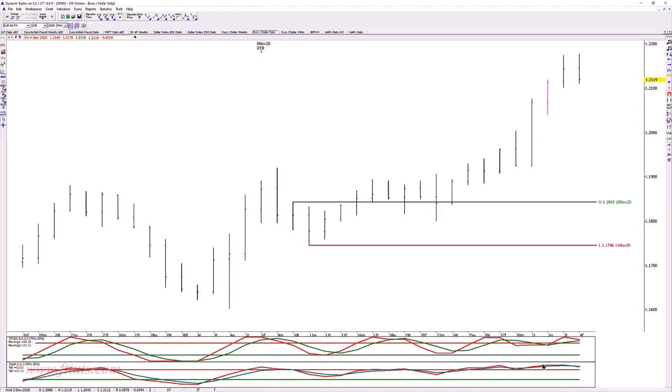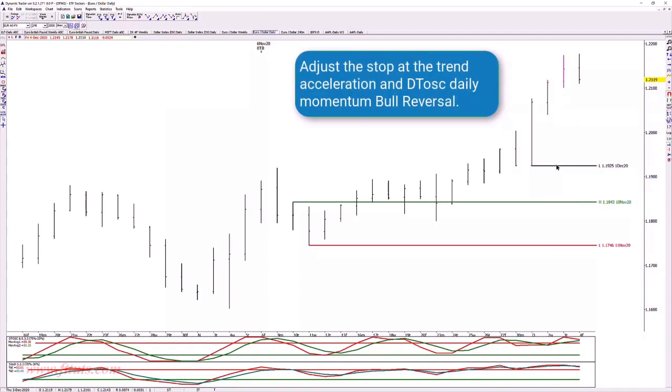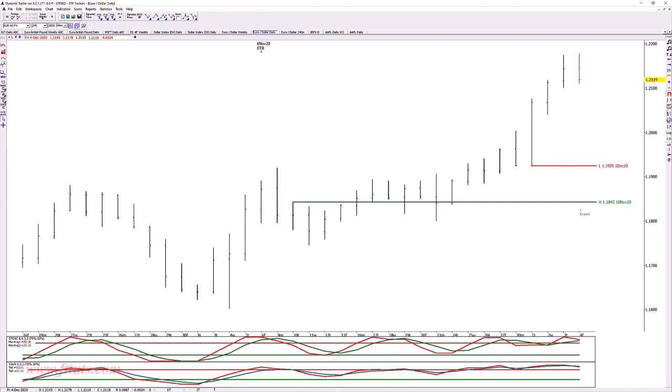The stochastic has remained bullish all through this time. Now, it is overbought, but as we know, the stochastic tends to remain at the extremes longer than some of the other momentum indicators. So yes, a great place to adjust the stop. I'm just going to do that right now, and I'll make that look red and thick. So if by chance the euro turns around and were to take out the stop, we'd still be guaranteed at least a small profit on this market.